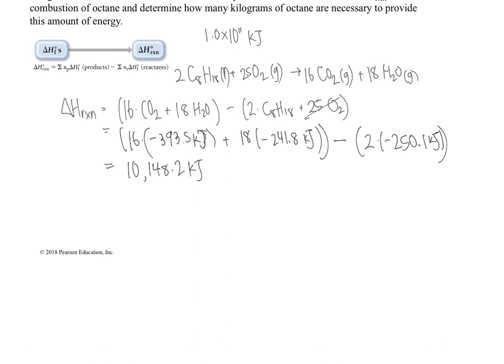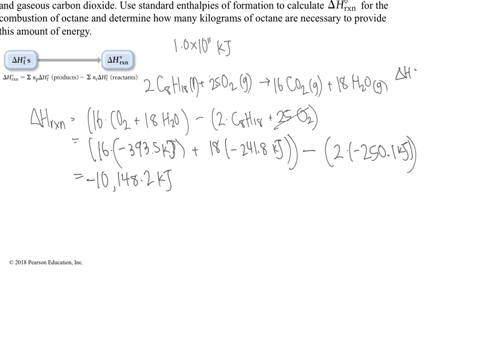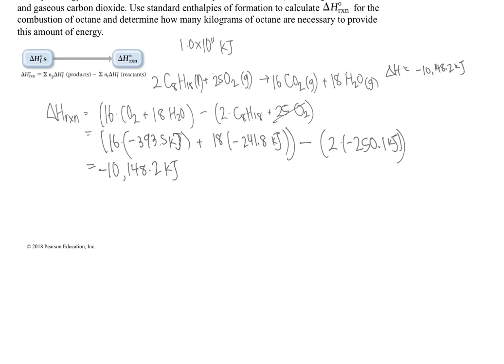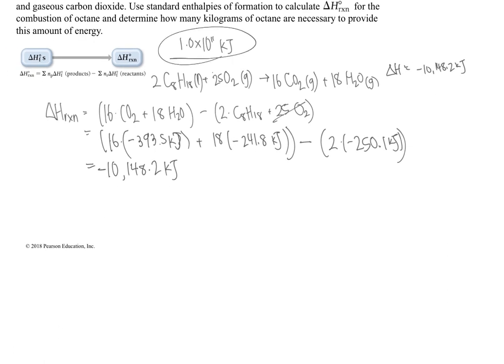It would be 5,074.1 kilojoules, and it's a negative value. My bad. Okay, so now I can write that here. Delta H equals negative 10,148.2 kilojoules. So now I can use it in my conversion.